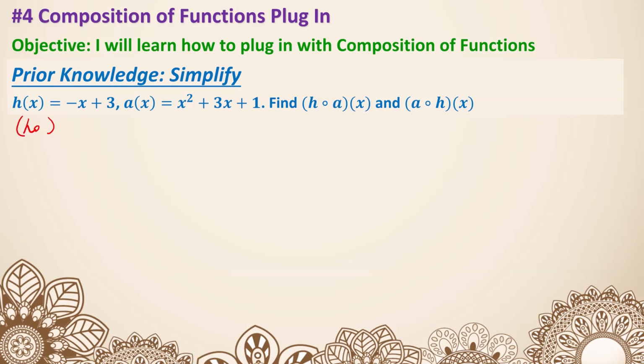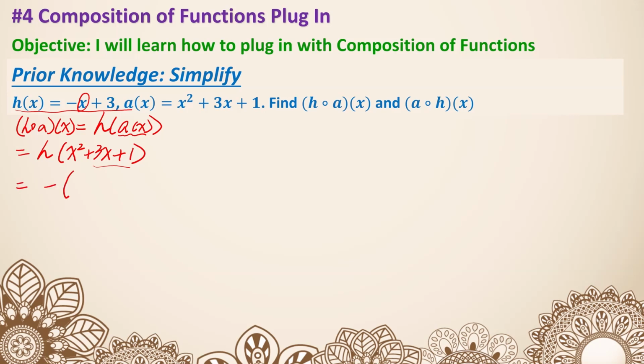H of A of x is H of A of x. There you go. First we're going to replace the A of x inside, so it's H of x squared plus 3x plus 1. And then we're going to look at h and replace anywhere we see x with x squared plus 3x plus 1. So we have negative, then x squared plus 3x plus 1. Make sure to use the parentheses and plus 3 on the end. Let's distribute the negative sign in. Negative x squared minus 3x minus 1 plus 3 simplifies to be negative x squared minus 3x plus 2.